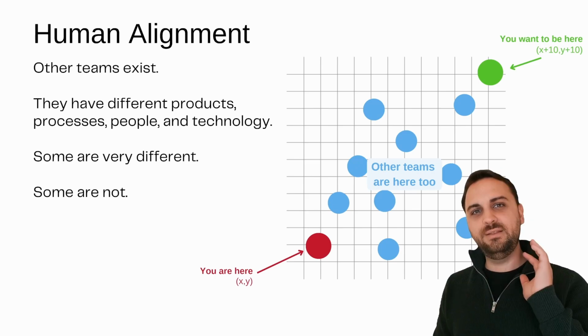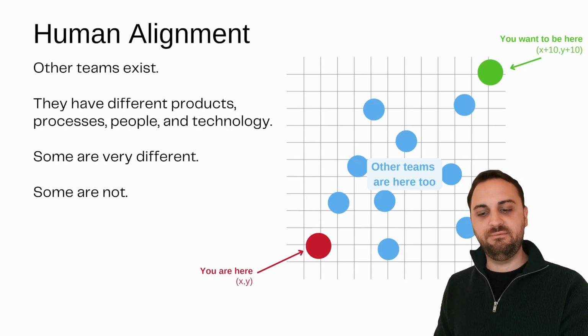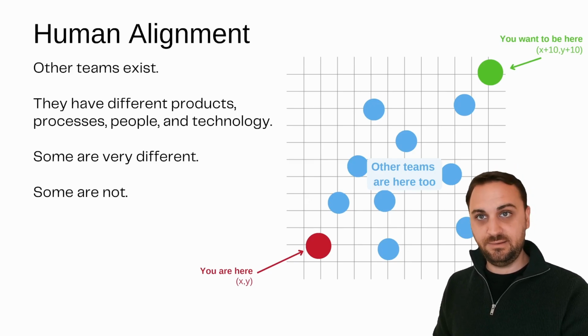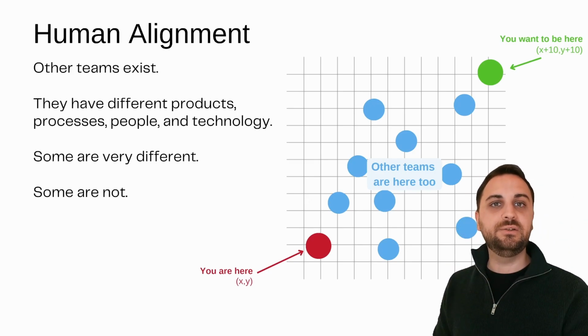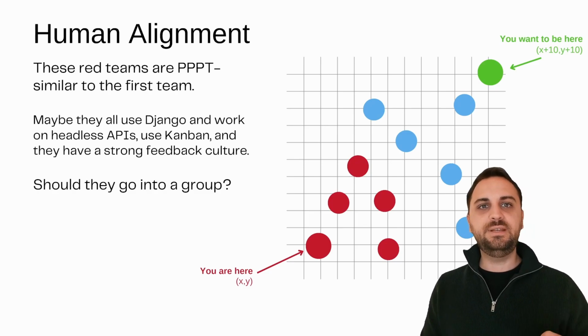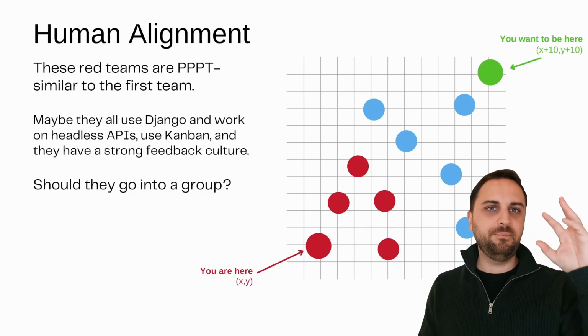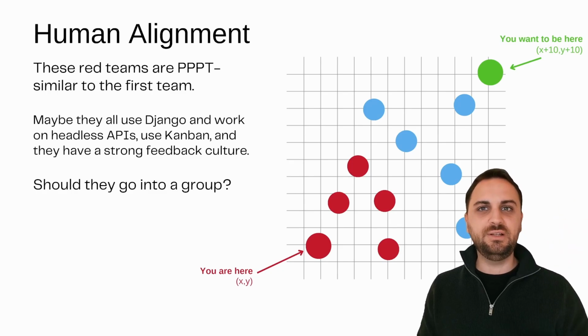But the point is, in the simplified 2D representation of that very complicated topic, you have a team in one place. You want to move it to a new place somewhere. How do you get there, right? Other teams have their own things going on too. Should you group the teams that are most like yours, and just think about that through that people, process, product, technology lens?